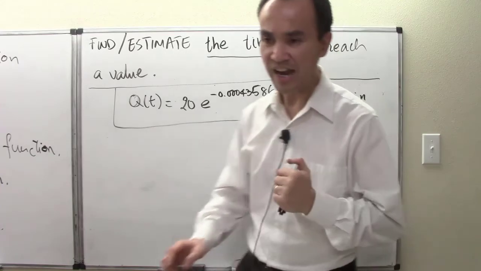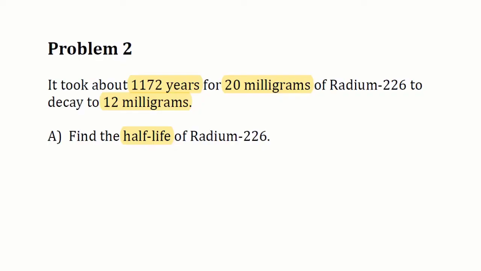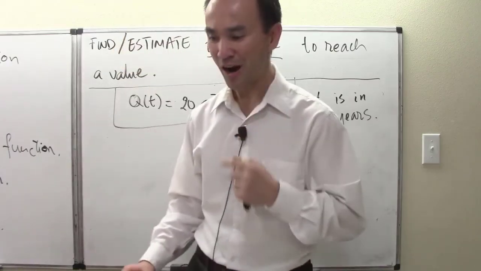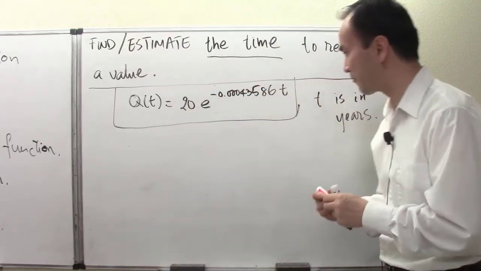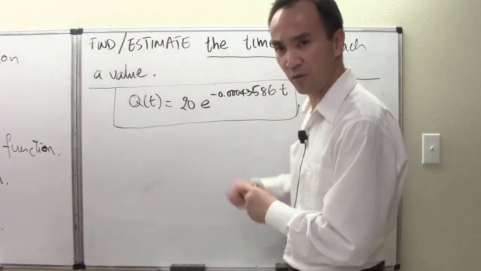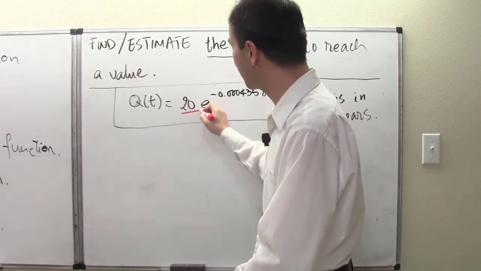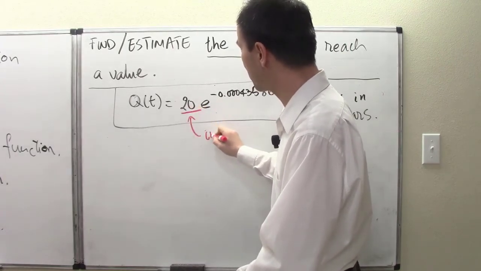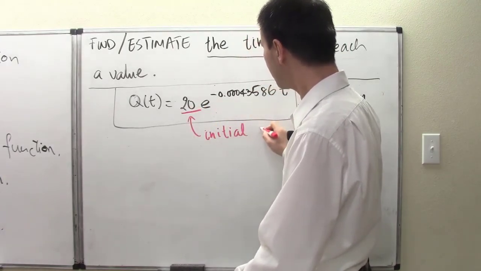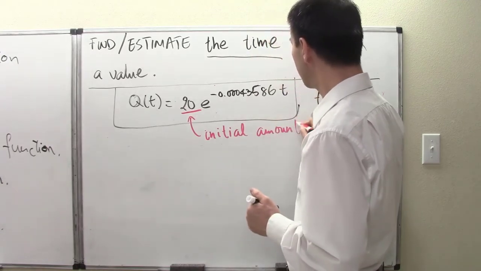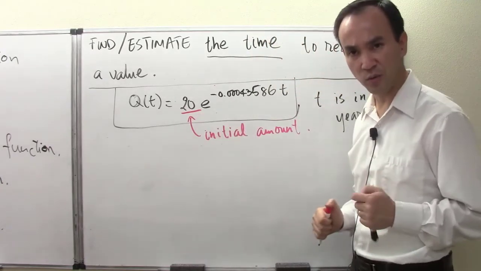The term half-life that was mentioned in the wording of the problem means the time it takes to reduce from whichever initial amount to only half of that. In our problem, with the function that we have already found, 20 is considered the initial amount. Now, knowing this initial amount, we want to find half-life.